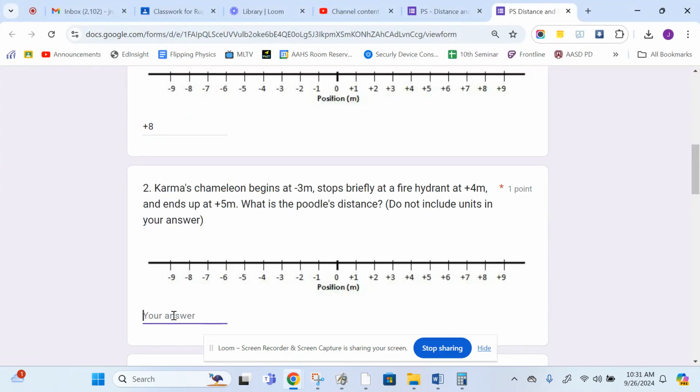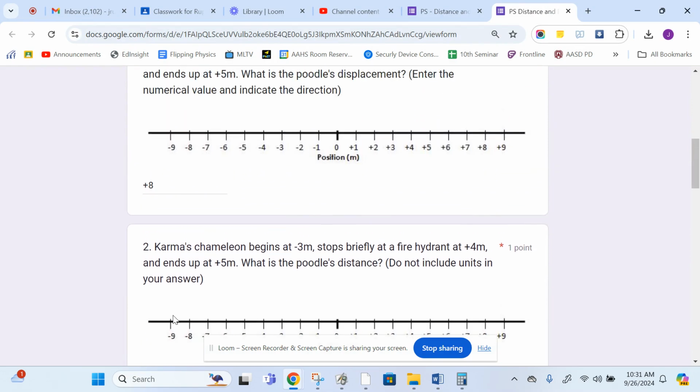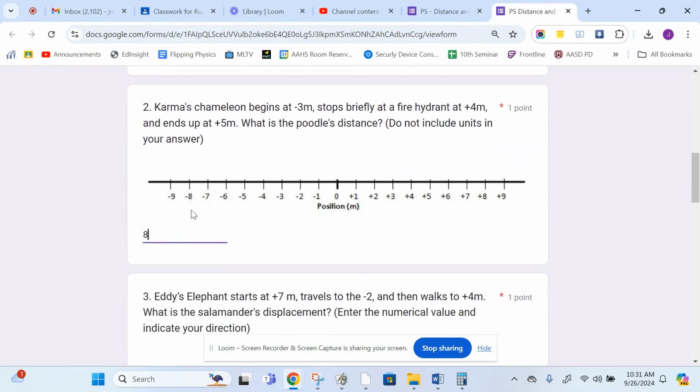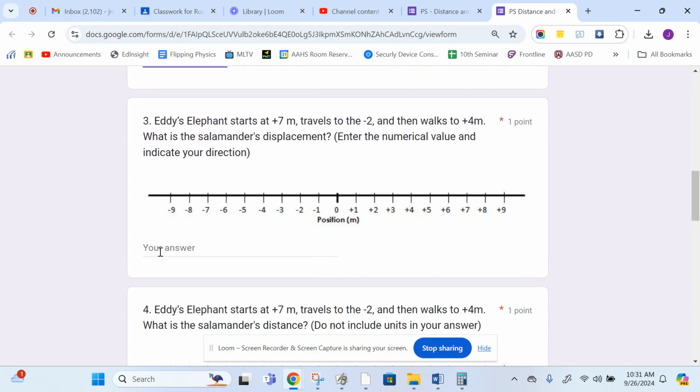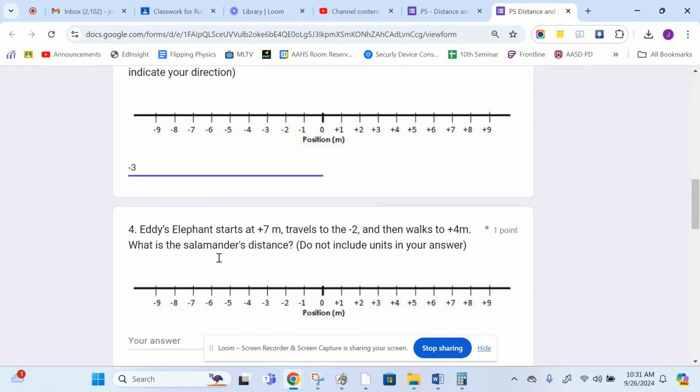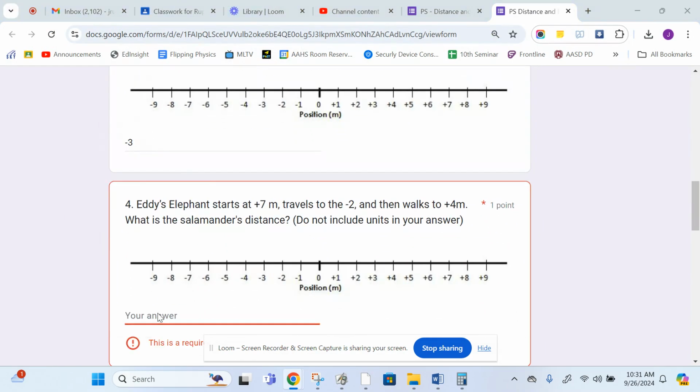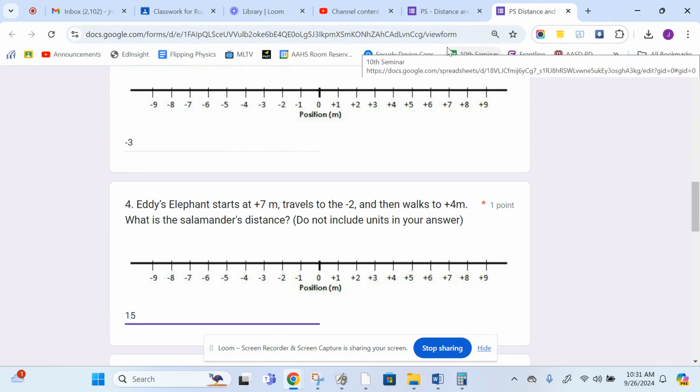So that ended up being number 1 was +8, number 2 was just 8 for the distance. Eddie's elephant, the displacement was -3. And the distance traveled, that was 15. Okay. And the rest of the problems will be solved just the same way.